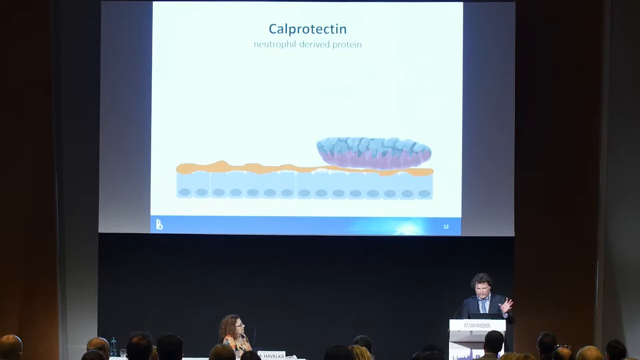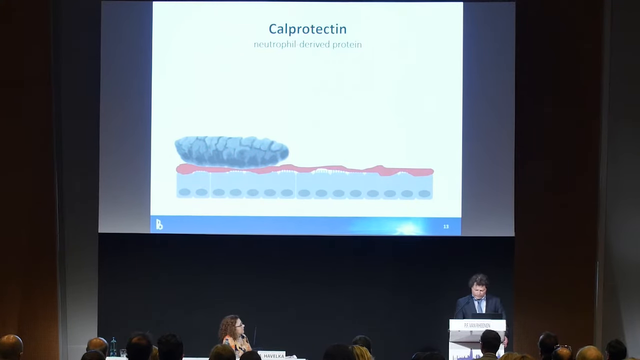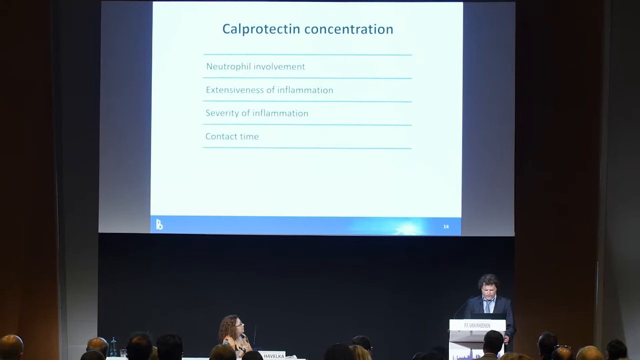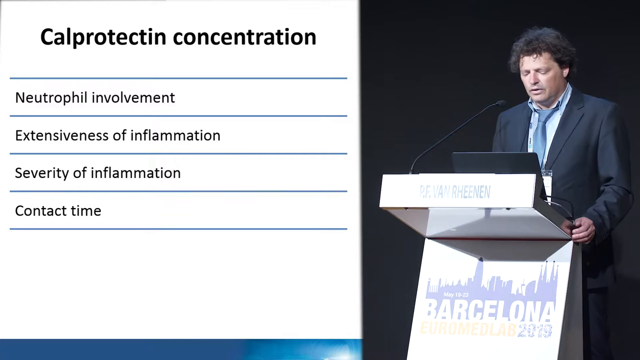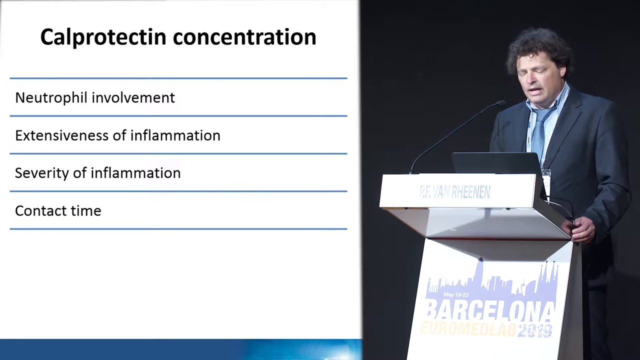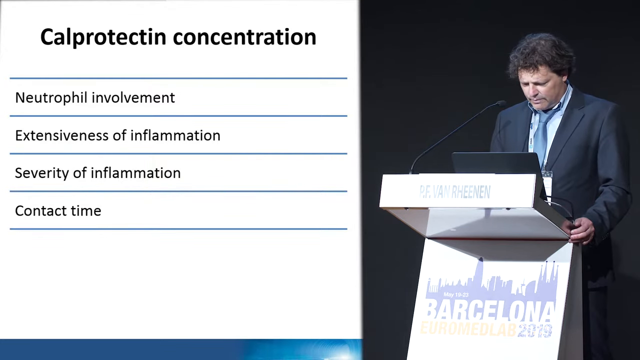Now you saw this very slow movement of the stool, so this is a slow transit time. And now see what happens when you have a fast transit time. That means that the concentration of calprotectin in the stool will be much lower. So why do I tell you this? Calprotectin concentration in the stool is not only dependent on neutrophil involvement, but also on the extensiveness of inflammation, the severity of inflammation, and most important, the contact time.